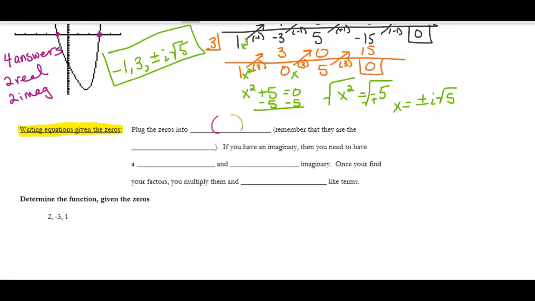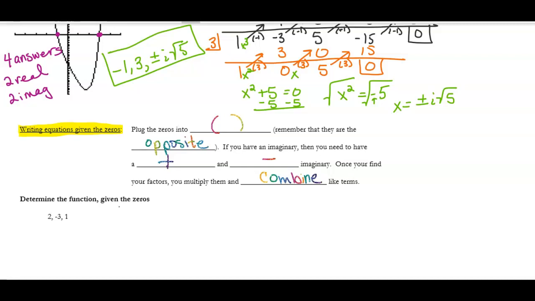Remember that they are the opposite. If you have an imaginary, then you have to have a positive imaginary and a negative imaginary. And once you find your factors, you multiply them and combine like terms. Ooh, isn't that cool?